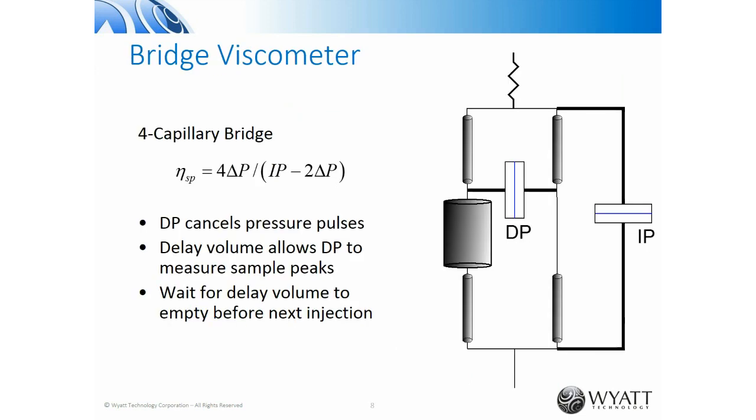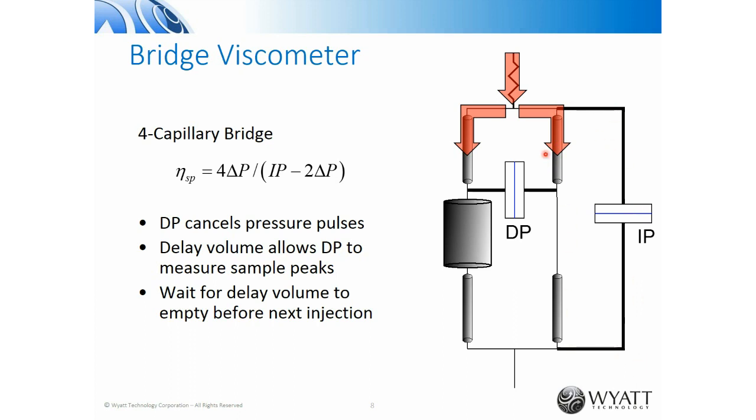And a more modern way is to use a capillary viscometer, which is for a bridge configuration. So in this case, we have 4 capillaries. Here's 1, 2, 3, and 4. And now we introduce the sample through the top of the bridge. It splits and goes through the 2 arms. So we have a left arm of the bridge and a right arm of the bridge. We have a differential pressure transducer that looks across the bridge, and we have an inlet pressure transducer that looks from the top to the bottom of the bridge.